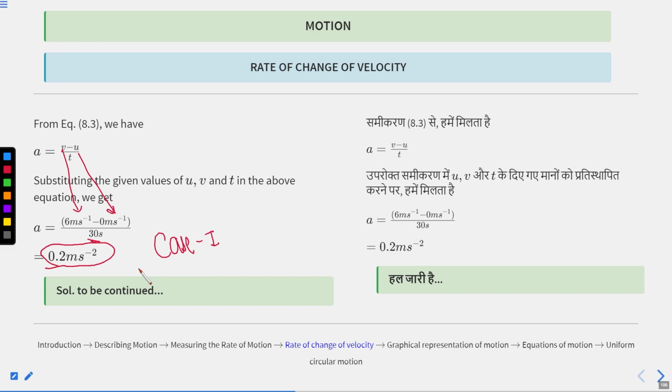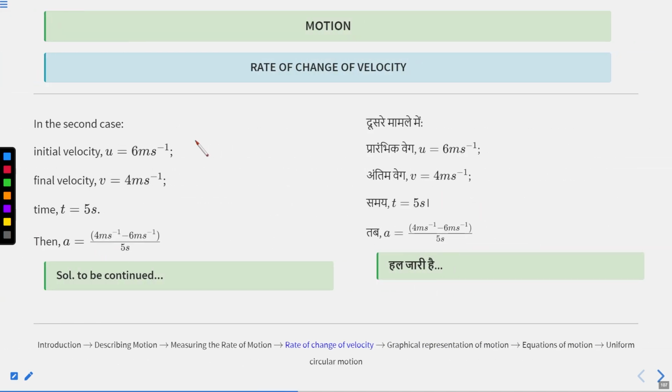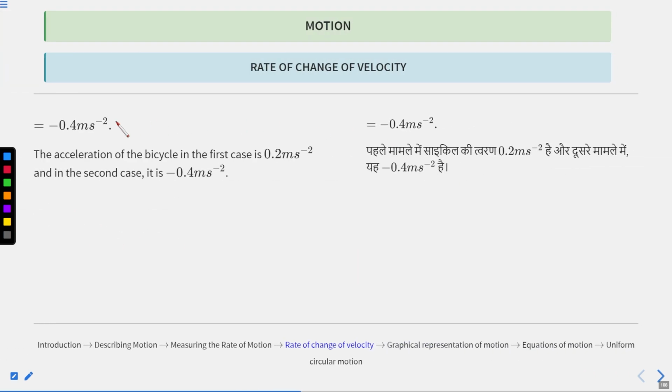Okay, now for the second case. For the second case, the initial velocity will be 6 meter per second, and after hitting the brake, the final velocity will become 4 meter per second, and this happens in 5 seconds. So for this case, the initial velocity is 6, the final velocity is 4, and the time taken is 5. So 4 minus 6 divided by 5, that is minus 2 by 5, which is 0.4 meter per second square with a negative sign.